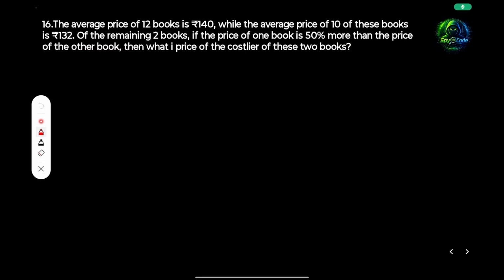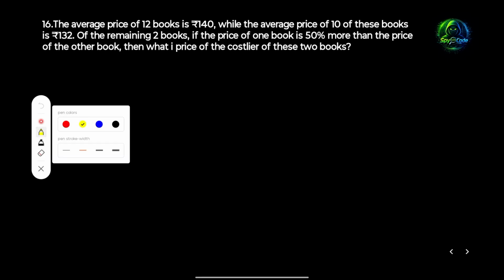The average price of 12 books is 140, while the average price of 10 of these books is 132. Of the remaining two books, if the price of one book is 50% more than the price of the other book, what is the price of the costliest of these two books?